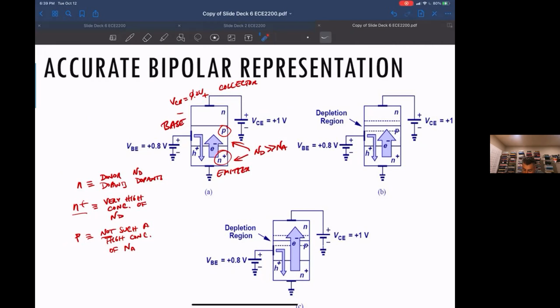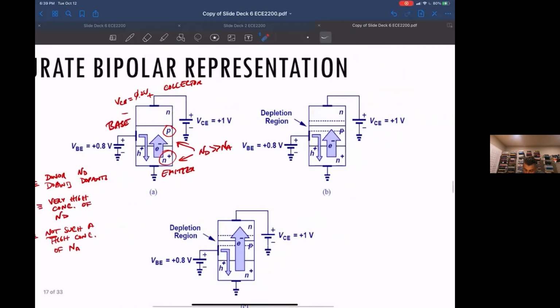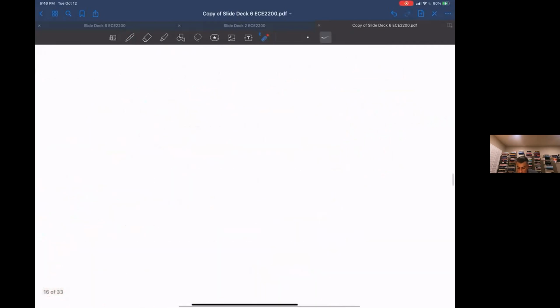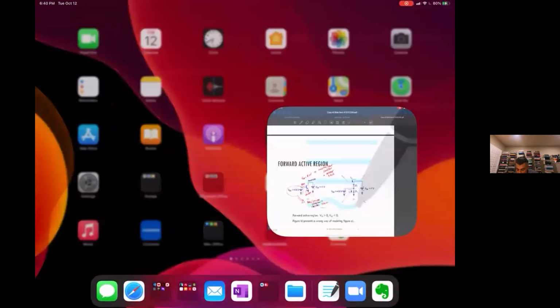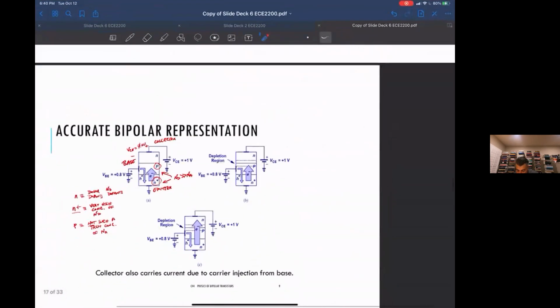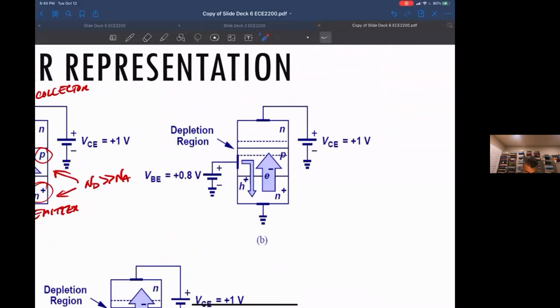So how does the collector come into this? Well, the collector is connected so that it is reverse biased, so there's a depletion region on the collector side. Now we'll talk about the reason why you cannot look at this as two back-to-back diodes. It's because this base region is very, very small.